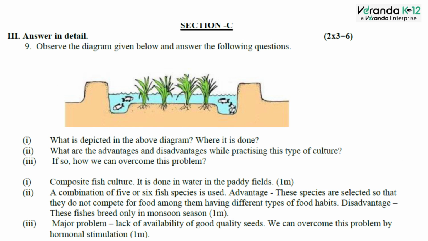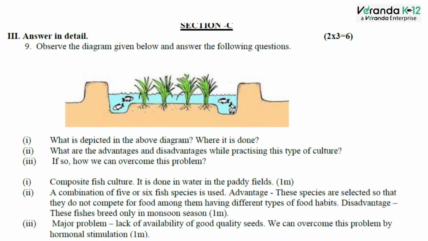Now section C, question number 9. Observe the diagram given below and answer the following questions. What is depicted in the above diagram, where it is done? That is the first question. So here, in the first question, the picture which is given here is composite fish culture, which is usually done in water in the paddy fields. So that you can clearly see in the picture itself.